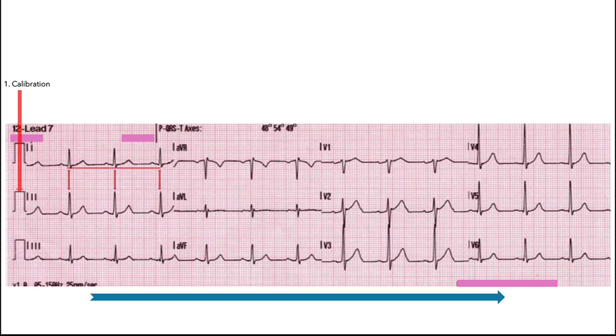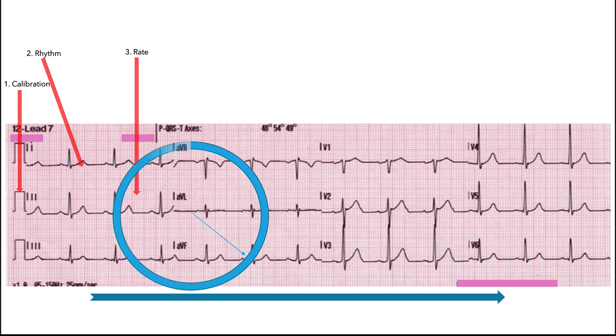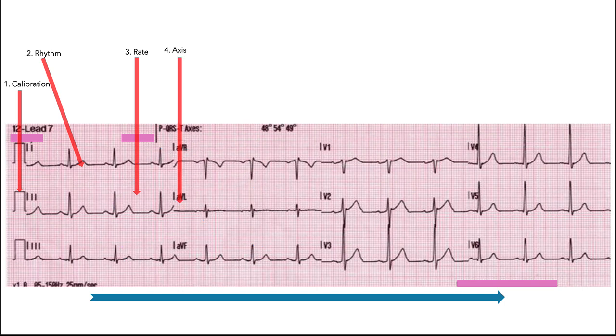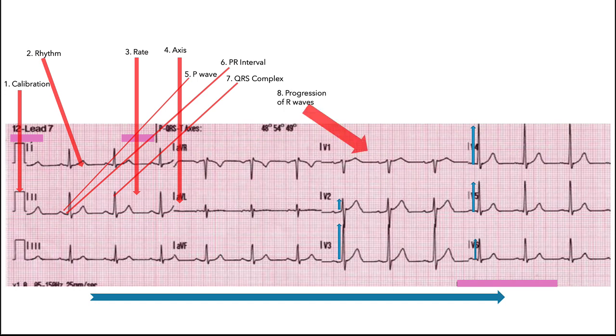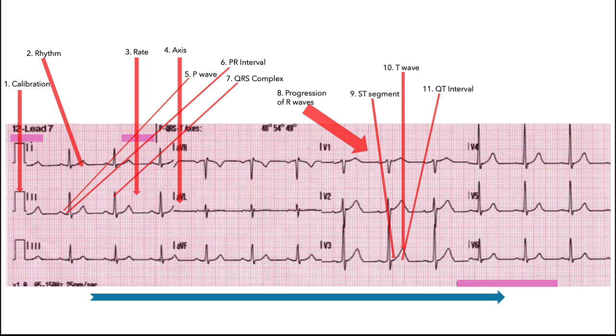So we're going to start with calibration, then we're going to look at rhythm, and then the rate. Now there are some people who do rate before rhythm, but I prefer rhythm before rate because depending on the rhythm, you're going to use a different method to calculate the heart rate. Followed by that, you look at the QRS axis, and then the next step is to look at the P wave, the PR interval, the QRS complex, and associated with that you look at the progression of the R waves, and after that you're going to look at the ST segment and the T wave, and then the QTC interval, and finally the U wave.